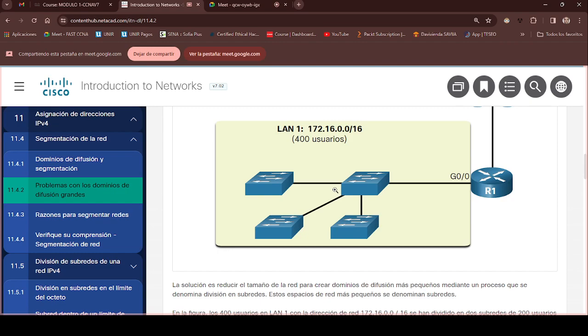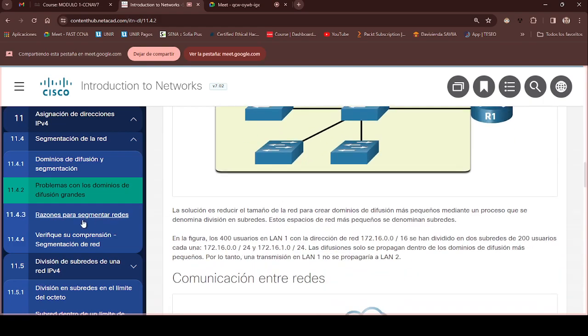Ahora, también hay ataques de hacking que se basan en los dominios de broadcast, en saturarlos. Entonces, si tenemos un dominio de broadcast muy grande, vamos a tener una gran cantidad de usuarios afectados. Si tenemos dominios de broadcast o de difusión pequeños, vamos a tener menos usuarios afectados.